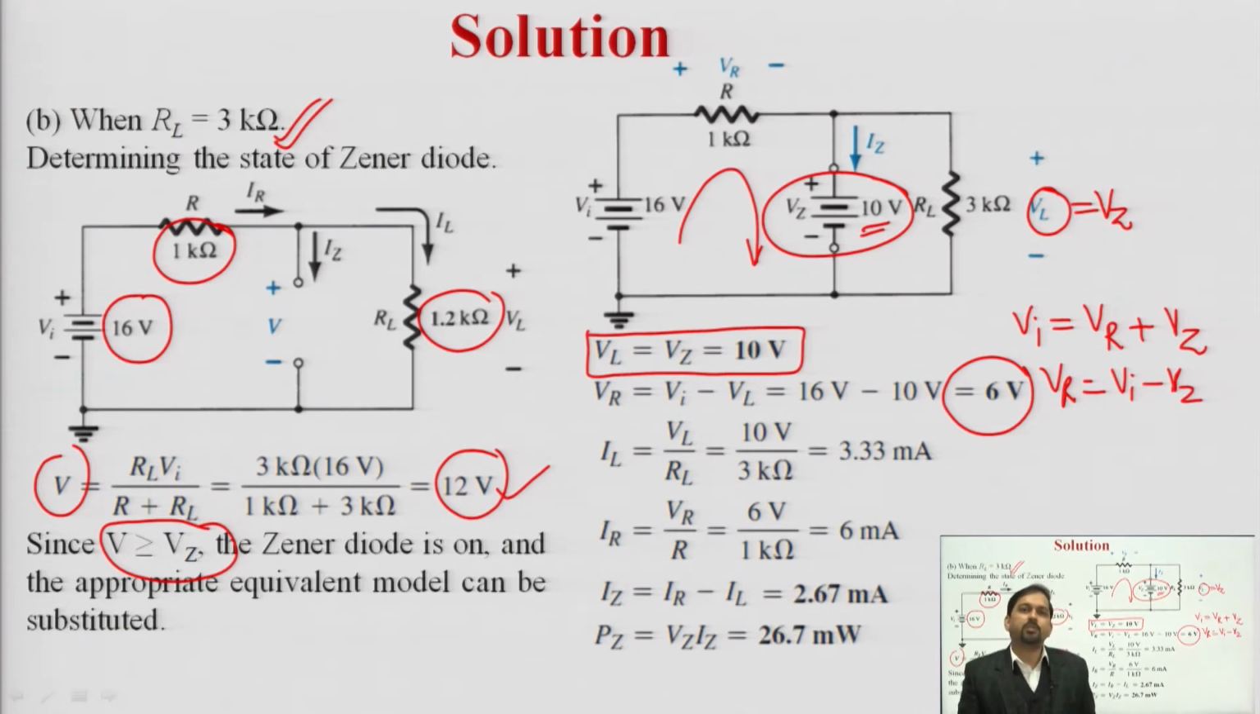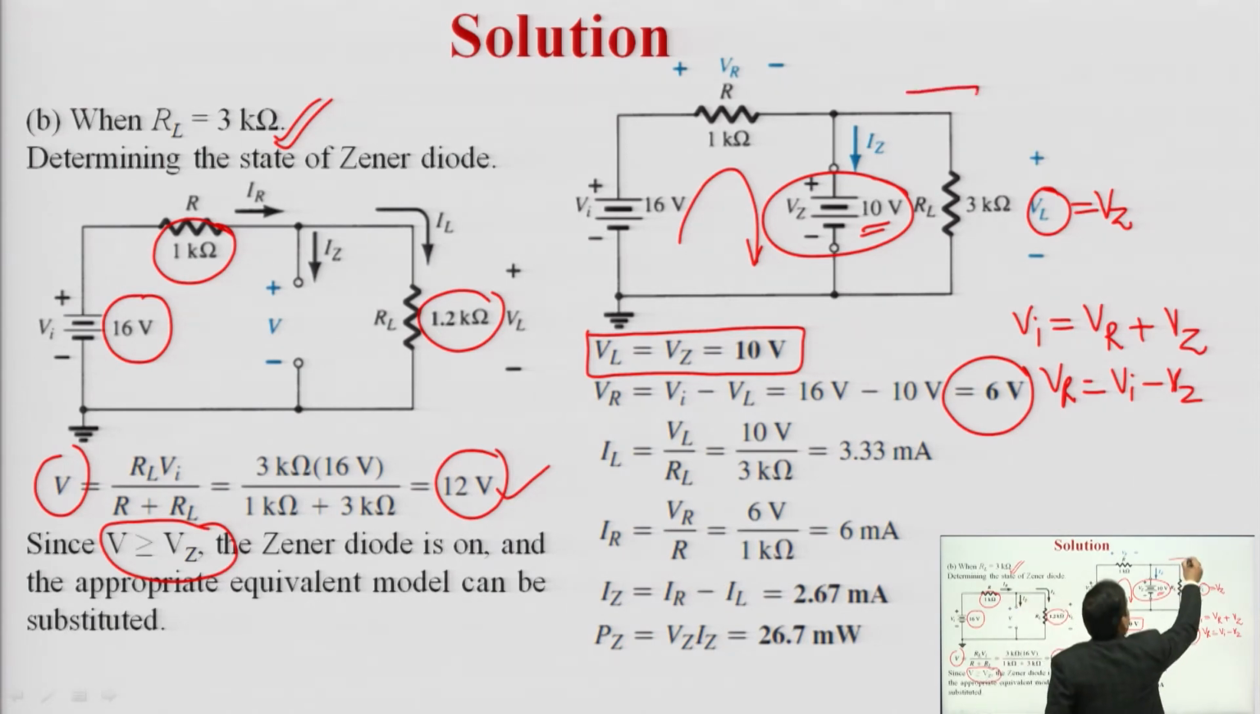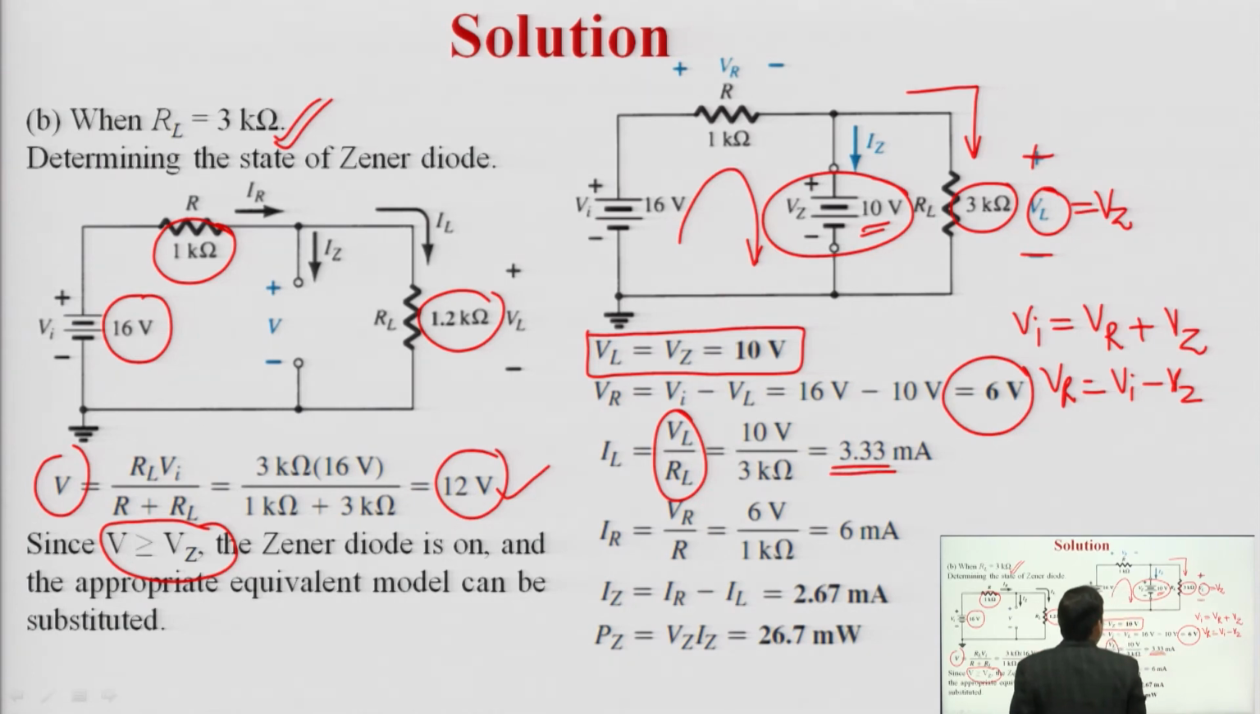Now, the next thing is we need to calculate the current in the load resistance. So, we can calculate the current in the load resistance by using the load voltage VL and its resistance 3K. So, the result is IL equals VL by RL, which is 3.33 milliampere.